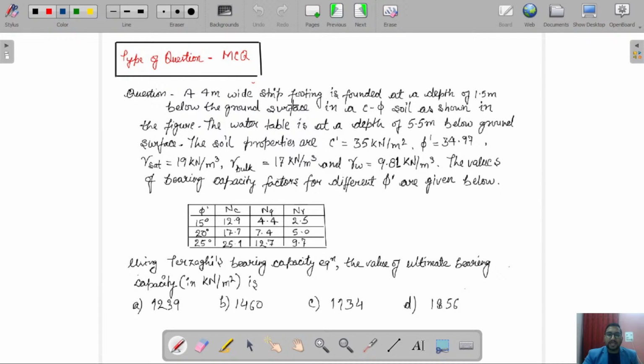A 4-meter wide strip footing is founded at a depth of 1.5 meter below the ground surface in a C-phi soil as shown in the figure. The water table is at a depth of 5.5 meter below the ground surface. The soil properties are given to you. You need to find the values of the bearing capacity factors for the different phi values given. Using Terzaghi's bearing capacity equation, find the value of the ultimate bearing capacity.